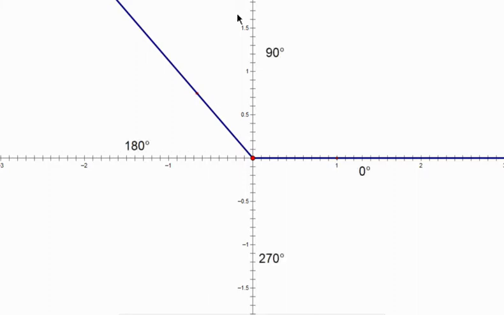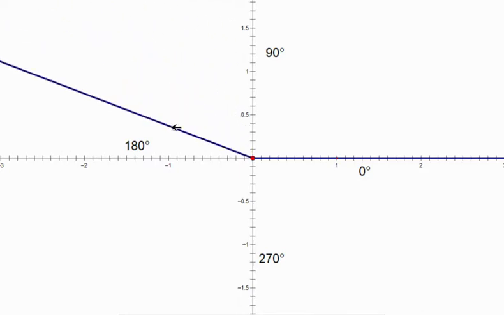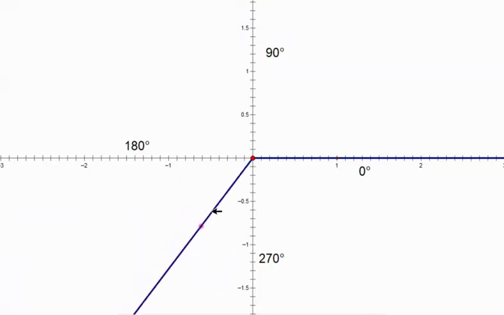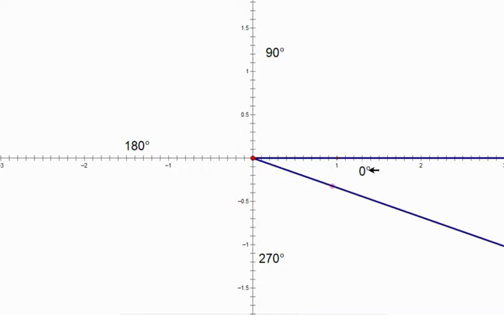So now we've labeled the measurements of the angles. This is between 90 and 180. This down here would be between 180 and 270. And this over here is between 270 and, well, it says 0, but let's call it 360. So this is between 270 and 360.